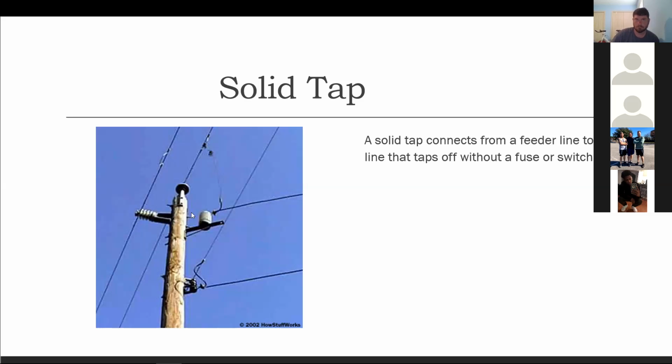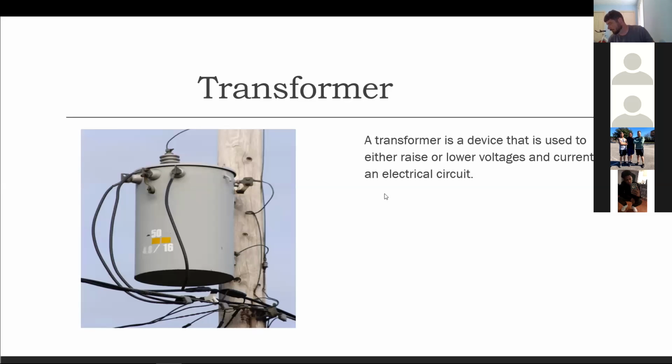And then the next slide is a solid tap, and you see it comes off of the feeder line, and there's no fuse or switch off there, so it's just solid. Solid tap connects from a feeder line to a line that taps off without a fuse or a switch. And here's a transformer.